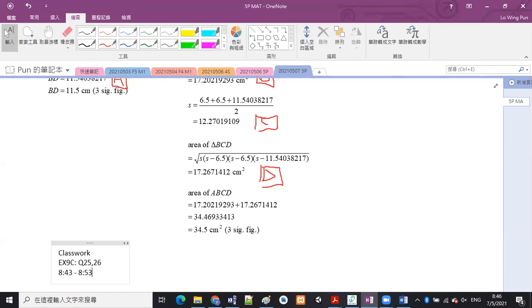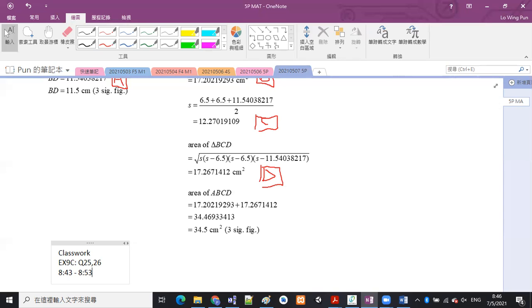Just remember that you have 4 formulas. If this part is about area, when the question asks you to find the area or give you the area formula, then you may use the 3rd formula or the 4th formula. But if it is not about area at all, it is just about length or angles, then you just use the first 2 formulas, that is the sine formula or the cosine formula.